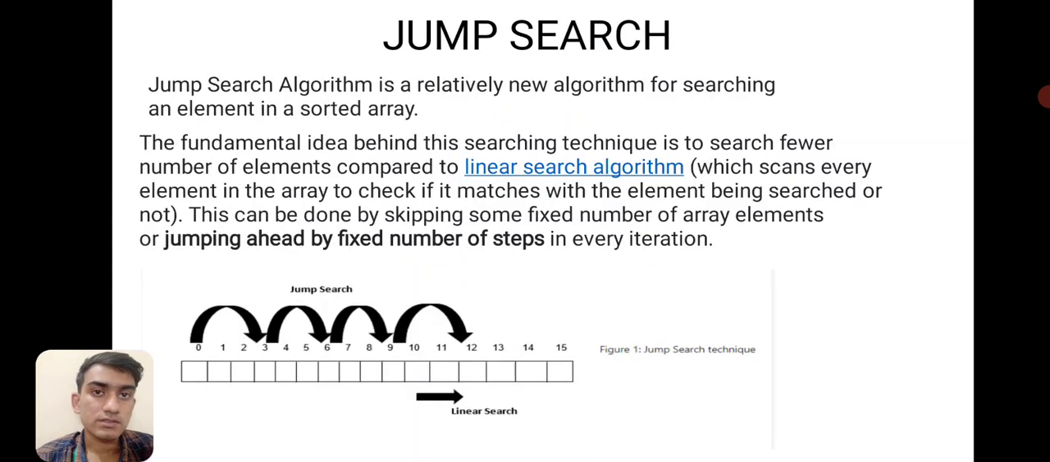So what is jump search? Jump search is a relatively new algorithm for searching an element in a sorted array. The fundamental idea behind this search technique is to search fewer numbers of elements compared to linear search algorithm, which scans every element in an array to check if it matches with the element being searched for. This can be done by skipping some fixed number of array elements or jumping ahead by a fixed number of steps in every iteration.